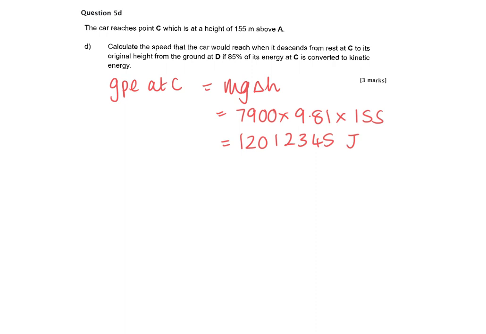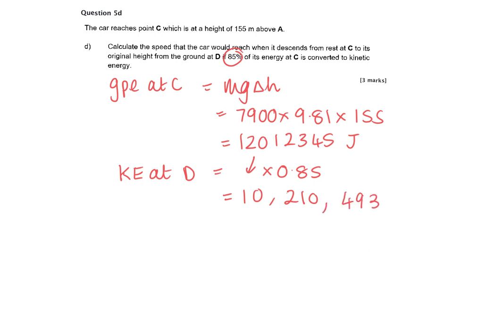120.12345 joules. So that's our GPE at C. And then we want to work out our kinetic energy at D, which it says in the question is 85% of that number that we've just worked out. So we're just going to take that number and we're going to times it by 0.85. And we should get 10,210,493 joules. And then with this, we're going to pop that number into our kinetic energy equation, half mv squared.